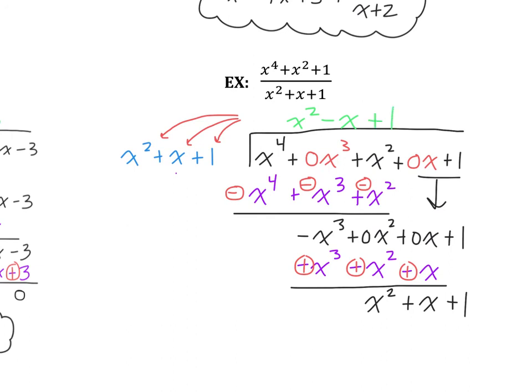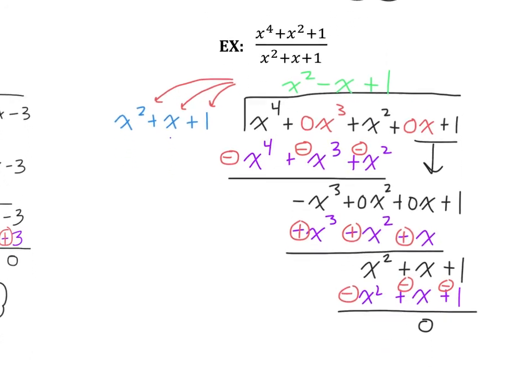And now we're going to multiply 1 by all of those blue terms. 1 times x squared gets us x squared. 1 times x gets us plus x. And 1 times 1 gets us plus 1. So we go through, we change all of our signs because we're subtracting this quantity. And what happens? We get a remainder of 0 again.